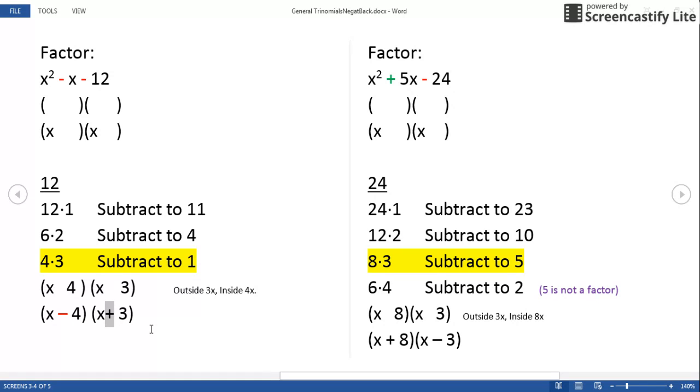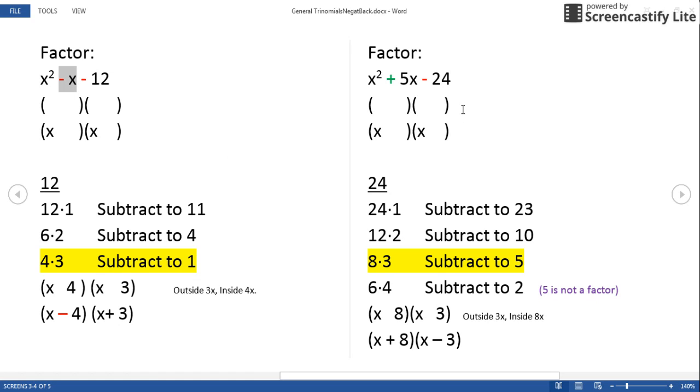Let's take a second to check to be sure that we've got the right product in the middle. The outside things made positive 3x. The inside things, minus 4x. 3x minus 4x gives me negative x, so we've got it right.